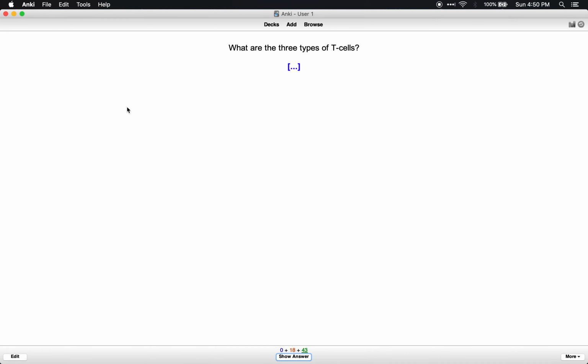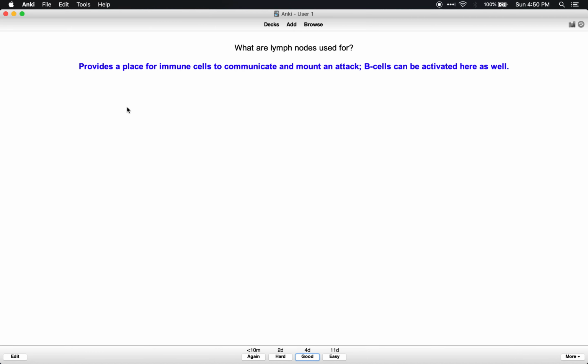Three types of T cells: helper T cells, cytotoxic T cells, and suppressor T cells. What are lymph nodes used for? They provide a place for immune cells to communicate and mount an attack. B cells can be activated here as well.